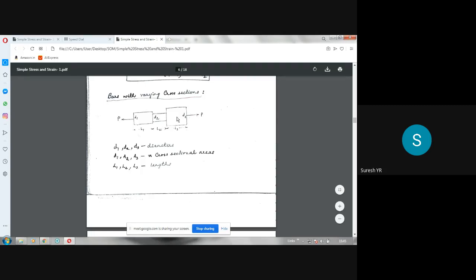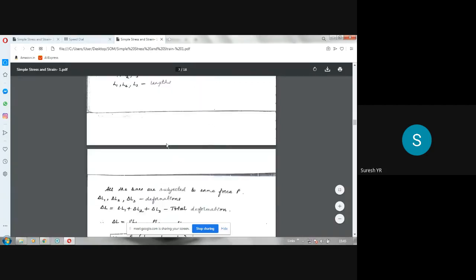So when this P is applied on this composite bar, D1, D2, D3 are the diameters, and A1, A2, A3 are the cross-sectional areas. The cross-sectional area of this will be pi d1 square by 4, of this pi d2 square by 4, and of this pi d3 square by 4. All the areas will be in millimeter square once you substitute diameter in millimeters. L1, L2, L3 are the lengths in millimeters. P will be in newtons or kilonewtons, let us say.